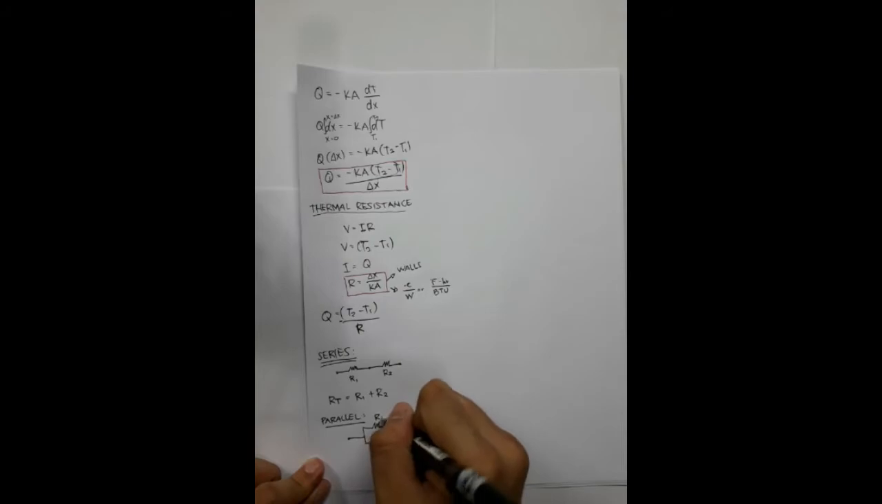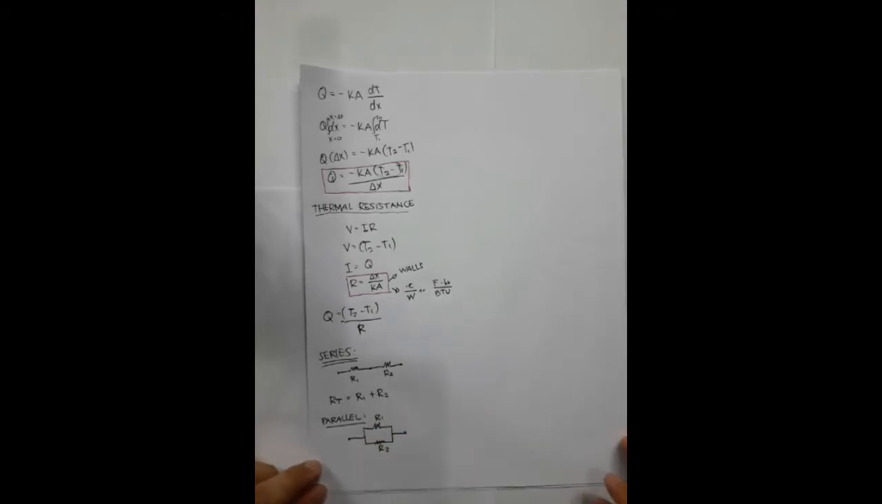If for example, ito yung R1 and R2. So, same process lang po. Paghanap ng R total nitong circuit na to is 1 over R total equals to 1 over R1 plus 1 over R2.